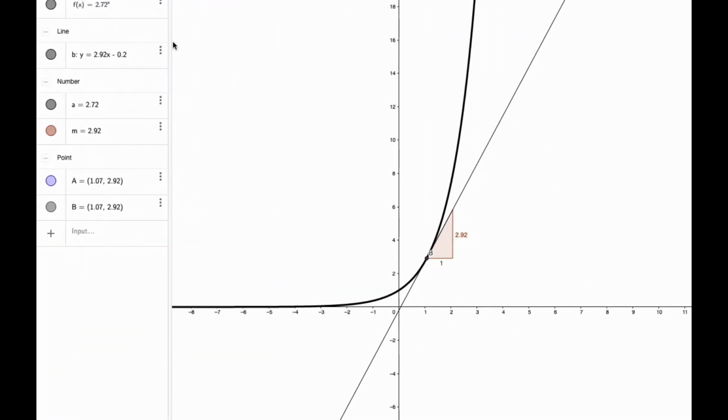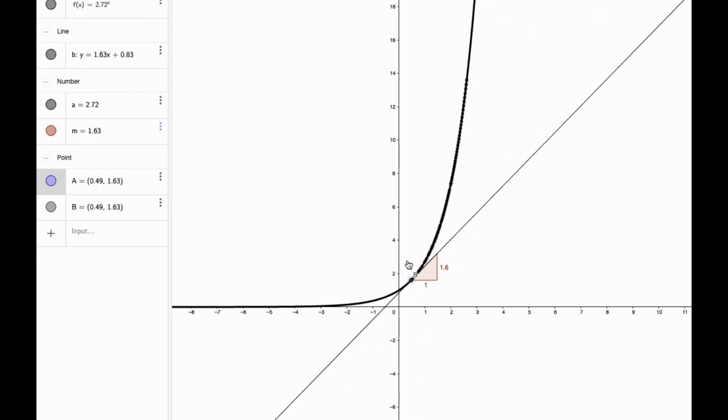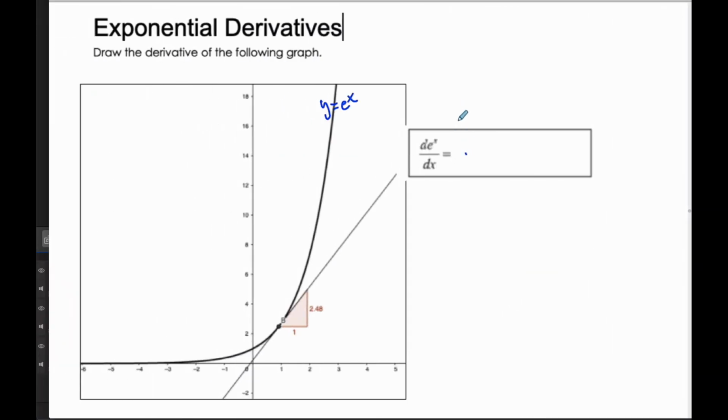And so what I'm going to do is go over to this scenario here and manipulate b, and let's see, here's my function, e to the x. As I change b, let us find where my derivative is. And what I see is that the derivative goes exactly on top of itself, which is quite interesting. And so what I can say is that the derivative of e to the x is simply e to the x.